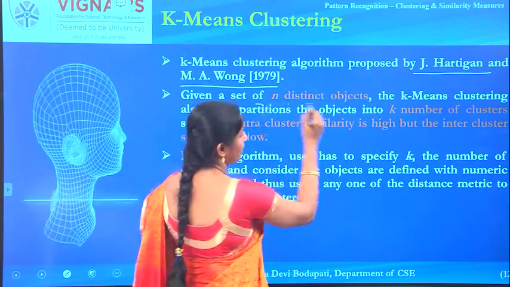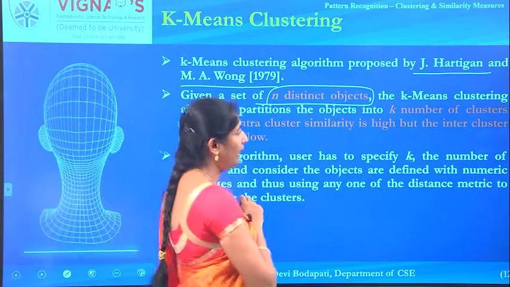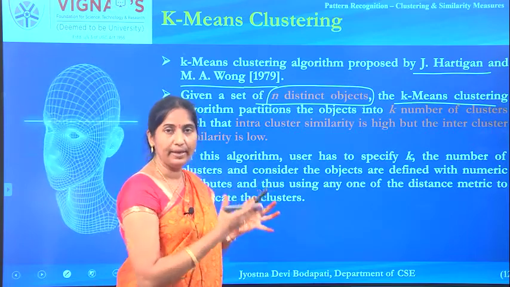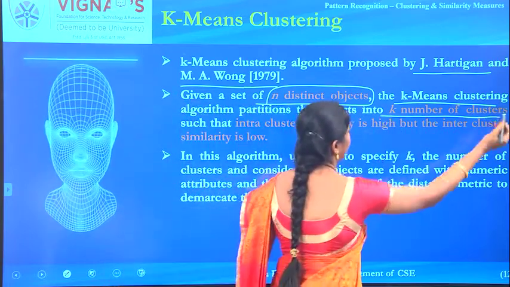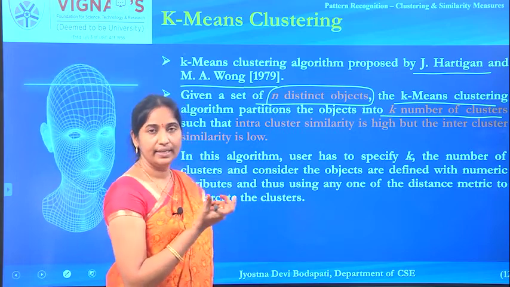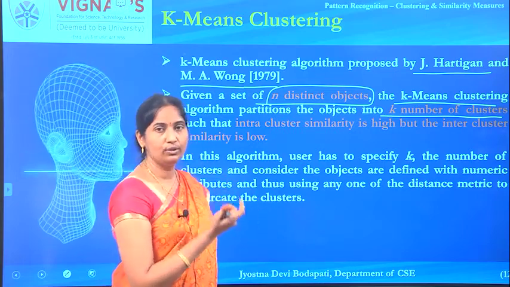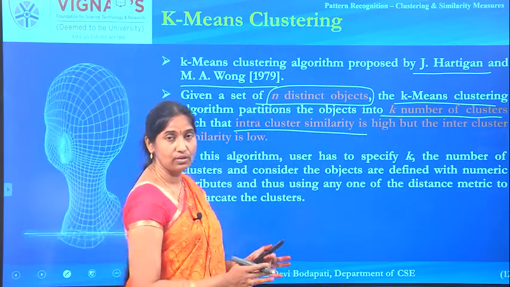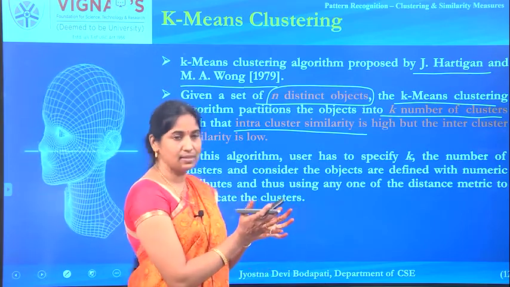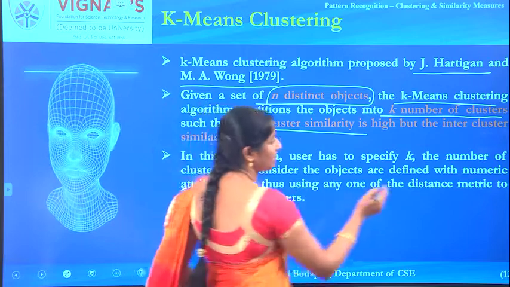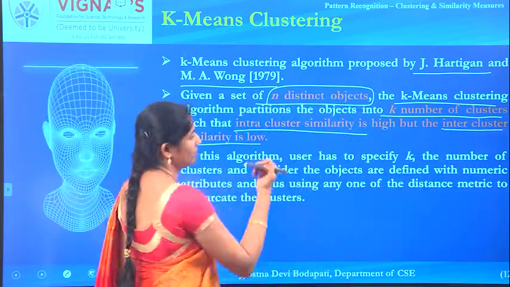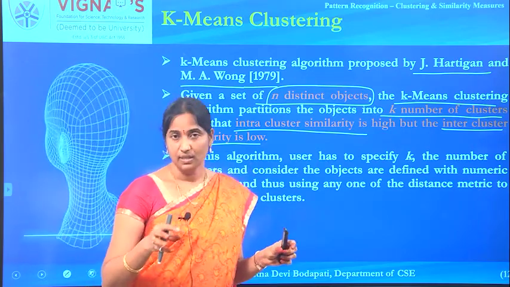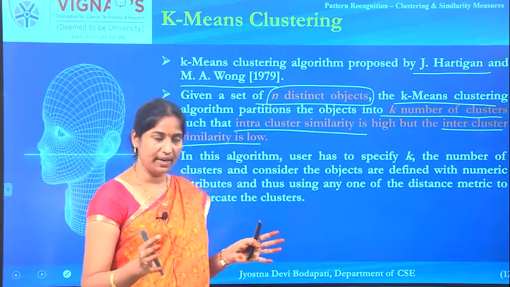Given a set of n distinct objects, that is, n objects are given to you, the k-means clustering algorithm works like this: your entire data, the n objects, will be divided into k different clusters. While dividing the data into different clusters, the objective you need to satisfy is that the intra-cluster similarity is high, that is, the within-class similarity must be high, whereas the inter-class or inter-cluster similarity must be low. Inter-cluster similarity means that between the clusters the similarity must be low, that is, the distance must be high.